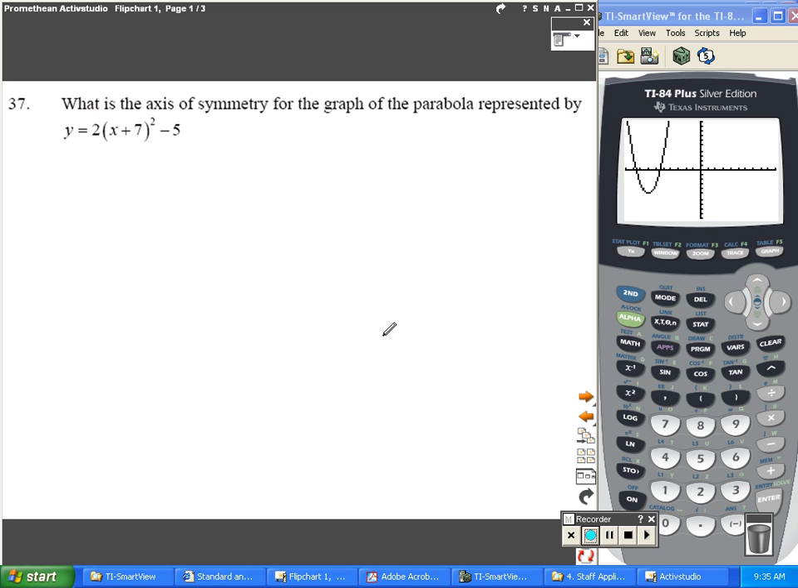Number 37. What is the axis of symmetry for the graph of the parabola represented by y equals 2 times the quantity x plus 7 squared minus 5? Okay, let's examine what they're asking.